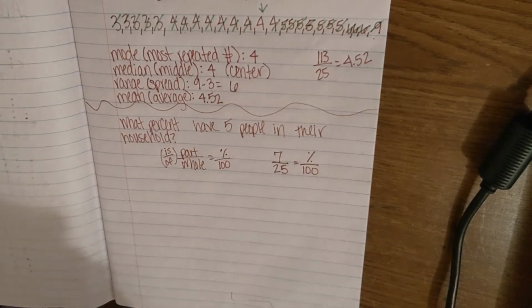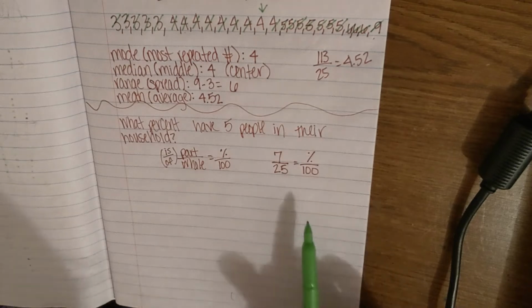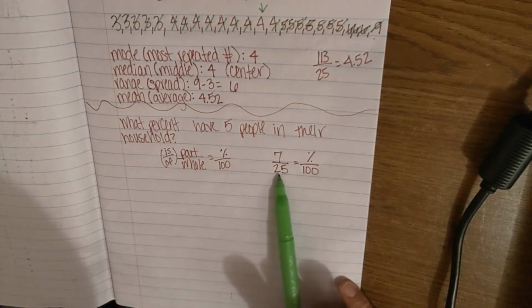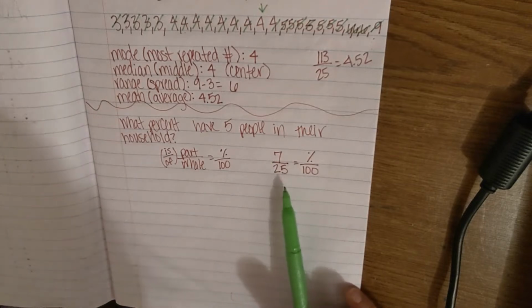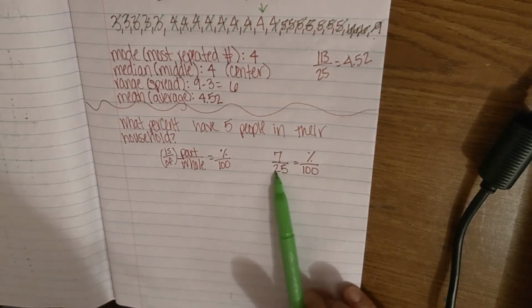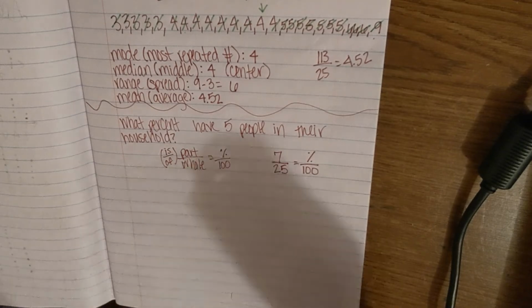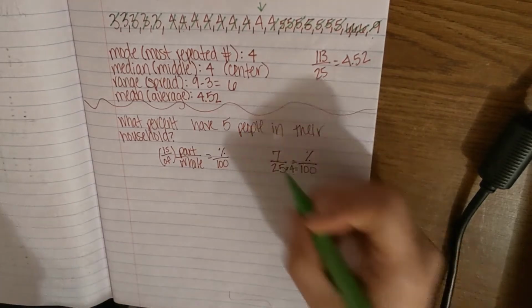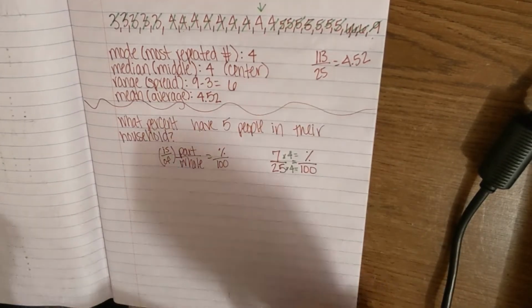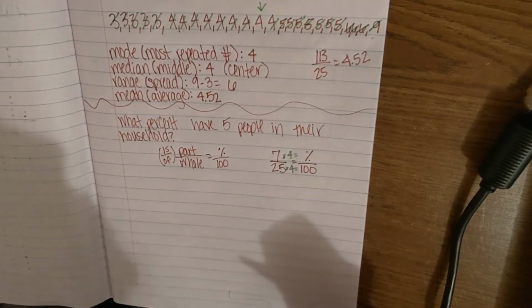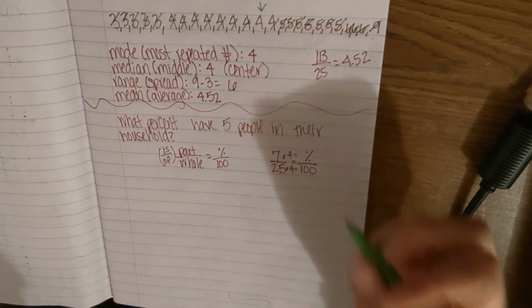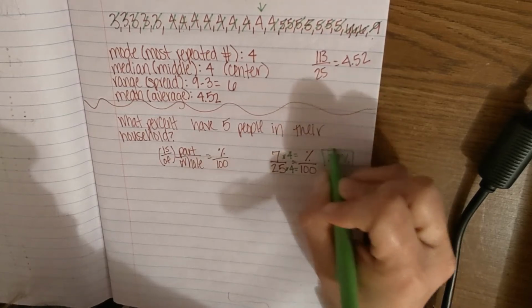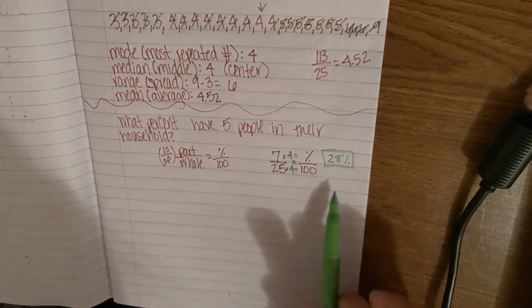Or you could do the little shortcut way, and the shortcut way is real easy if you can kind of do it in your head, how many times the denominator goes into the other one. So like 25 times 4 is 100. So 7 times 4 is going to give you your answer. So 7 times 4 is 28. So what percent of people have 5 people in their household?